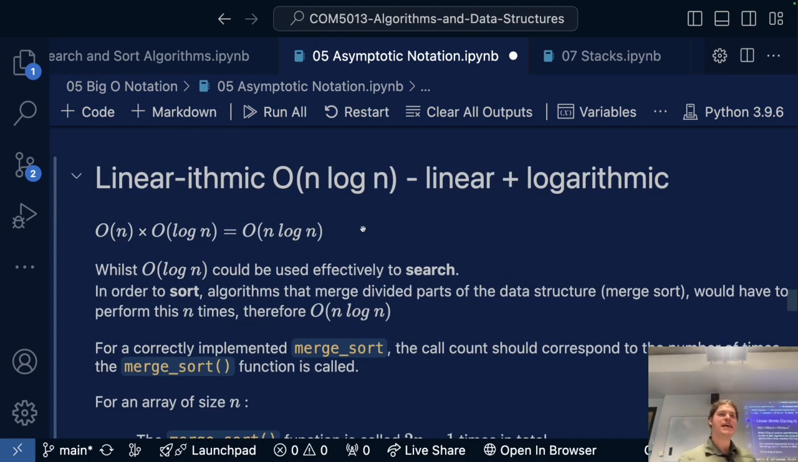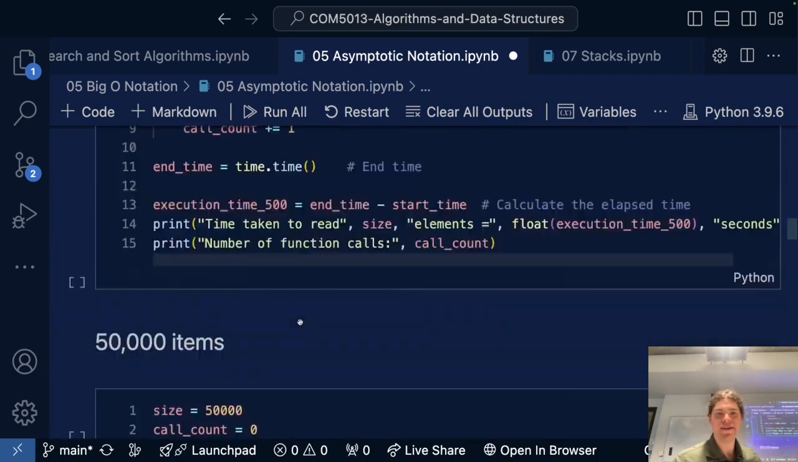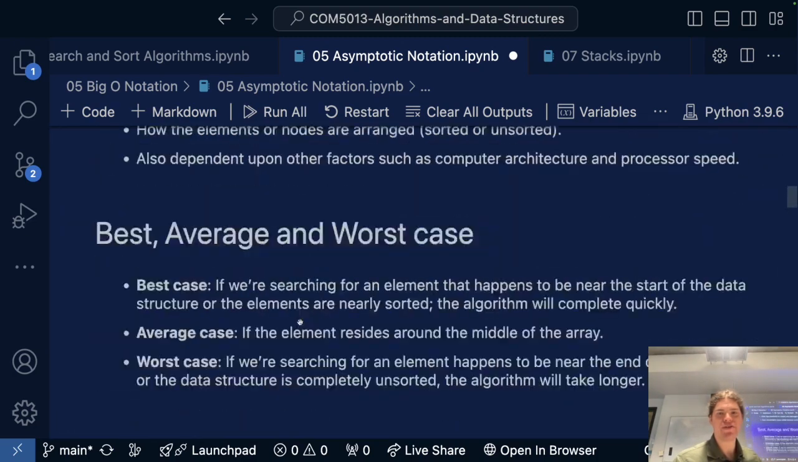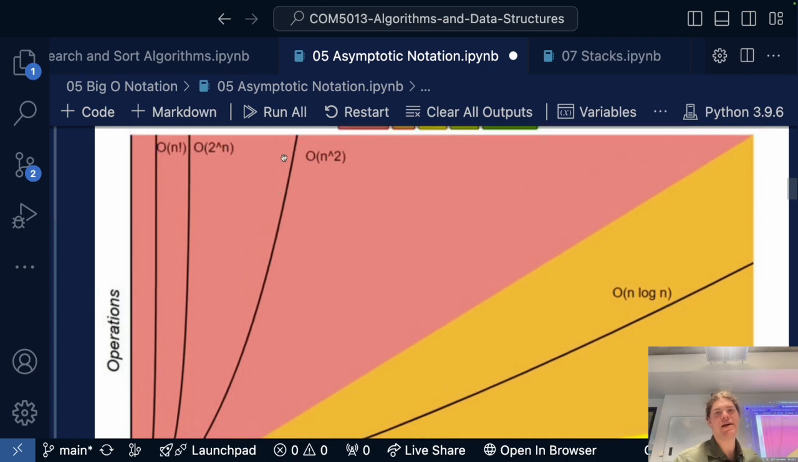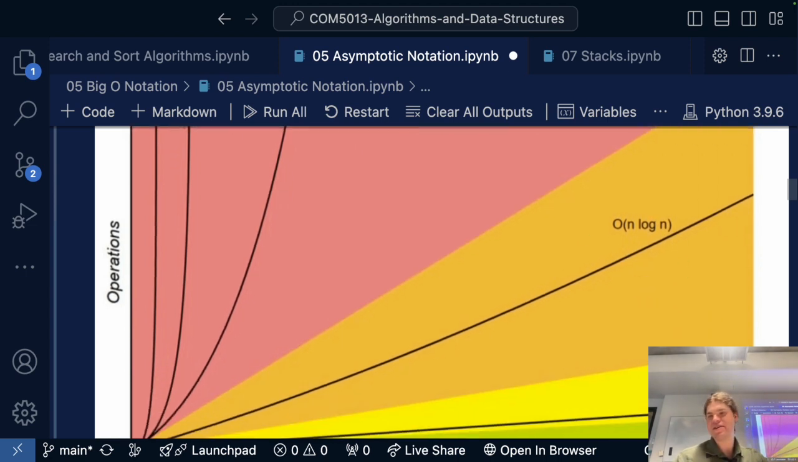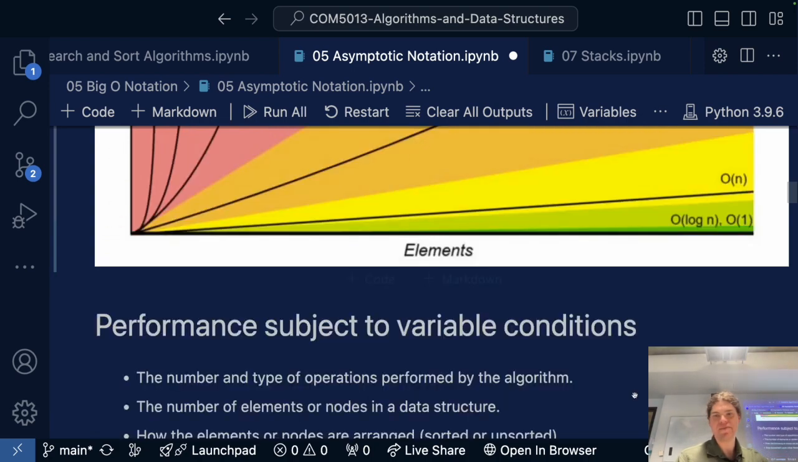Linearithmic, that's O of n times log n. So multiply the two together. That's essentially the basis of merge sorts. Remember, that's not too bad. That's kind of in between those two things we looked at, where we saw the really fast rate of growth for O of n squared. O of n log n sits in between those two. It is O of n times O of log n.